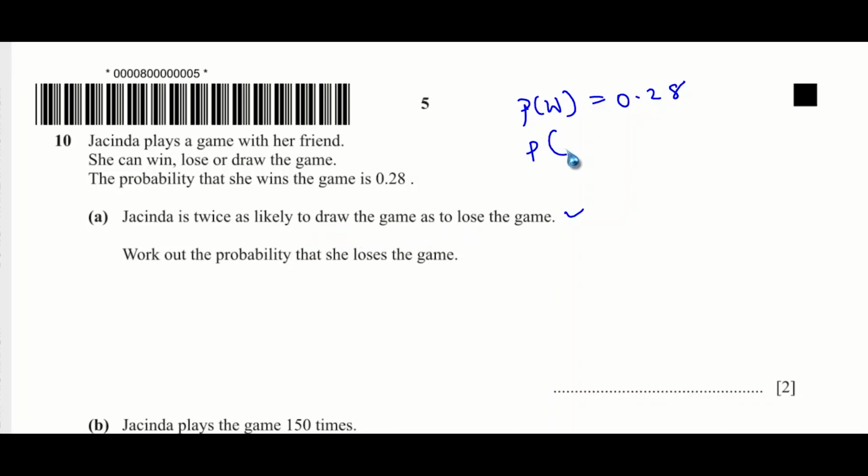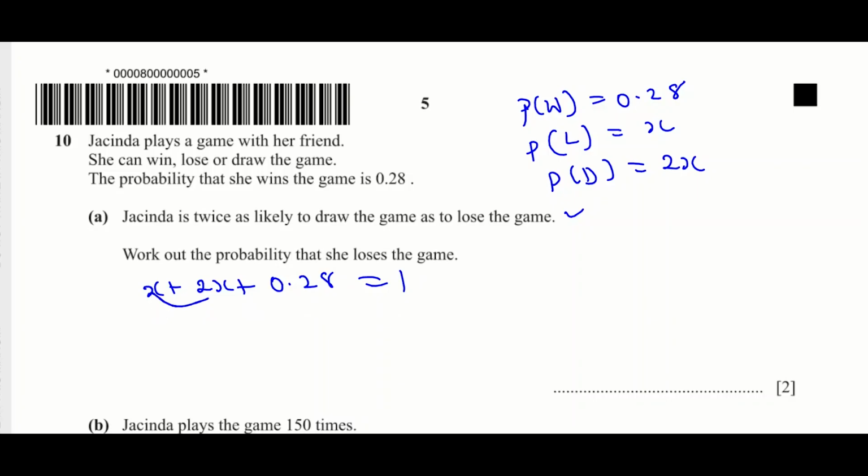It means the probability of lose is x. Okay, then probability of draw will be twice, that will be 2x. From here, we can actually get the value of x because these three add up to 1. So we can say x plus 2x plus 0.28 equals 1. So this and this add up to 3x plus 0.28 equals 1.